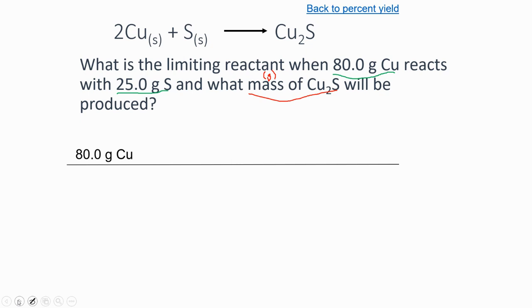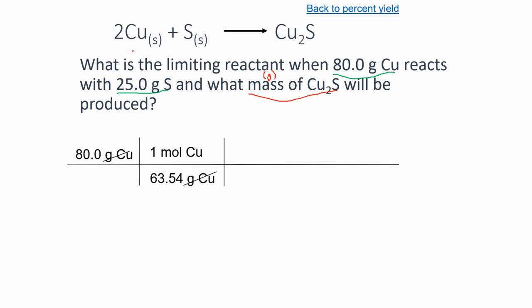Step 2 is to convert our given to moles. So we have grams of copper. In order to convert that to moles, we're going to use the molar mass of copper, which is 63.54 grams, and that's going to be equal to 1 mole. Okay, then now we have moles of copper, so now we're going to move on to step 3, that most important step, which is our mole ratio.